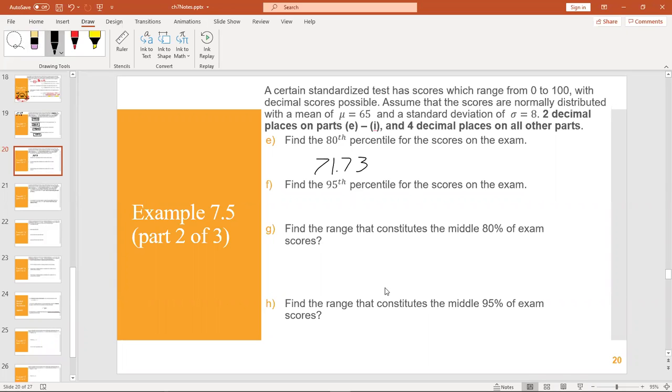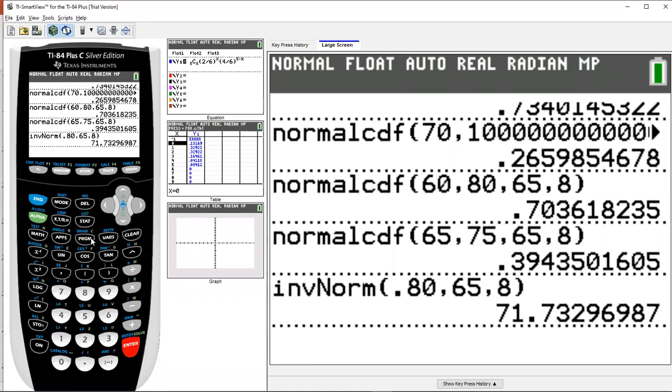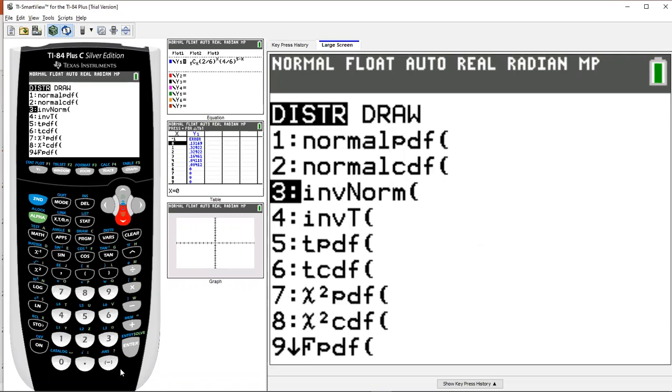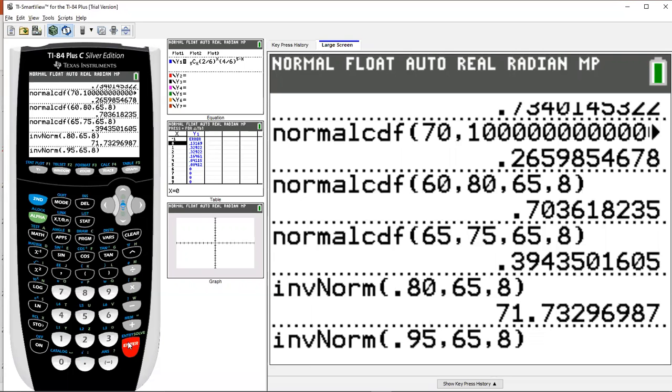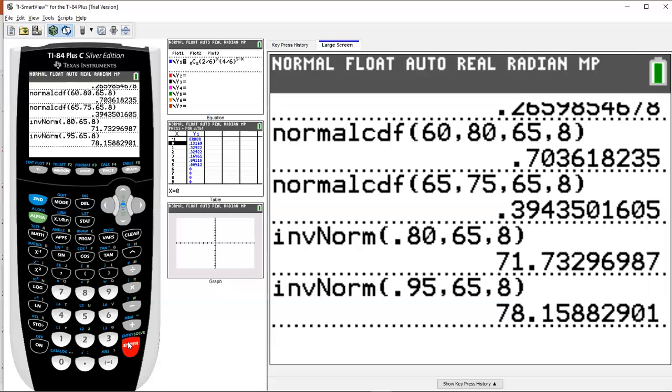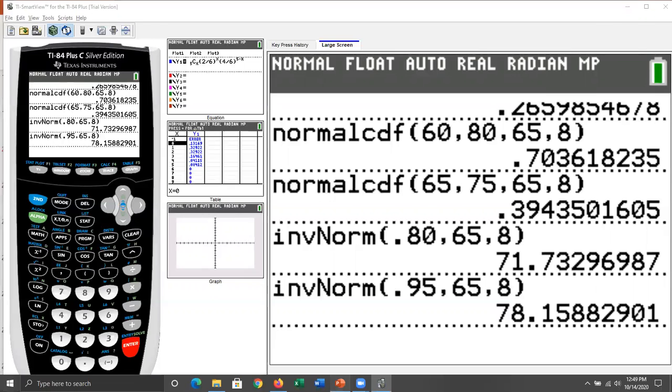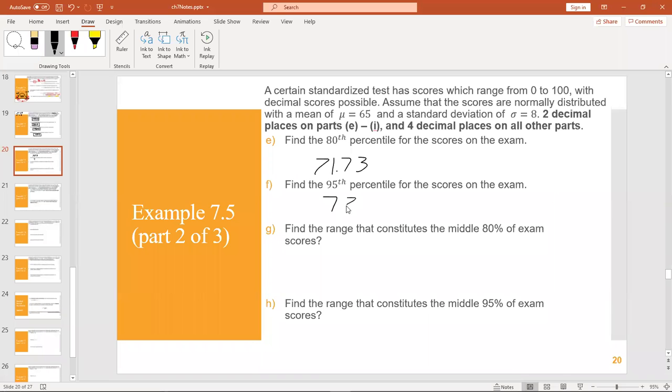All right, what's the 95th percentile? Well, wouldn't you like to know? Second vars. Pick inverse normal. This time we've got 0.95. This is the score that's above 95% of the students who take it. 78.16. All right, there you go.